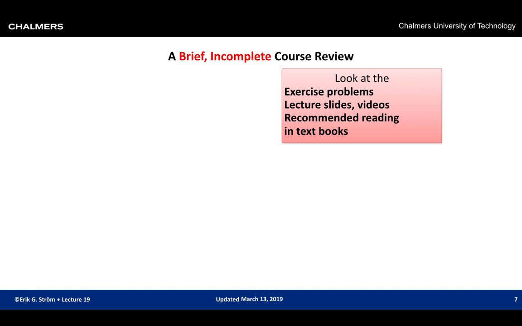So then I thought we would do a brief overview of the course. I'm a little hesitant to do this because there are so many things which I cannot possibly talk about within the time we have. How can you summarize a course during one lecture? It's difficult. You're bound to miss out on something. So if you want a complete review of the course, look at the exercise problems, look at the lecture slides, maybe the review video if you're unsure about what is meant on a slide. Look at the recommended reading in the textbook.